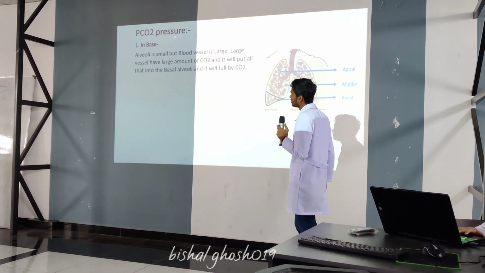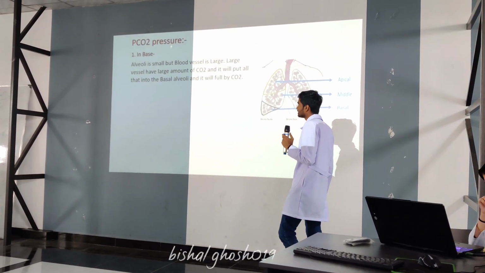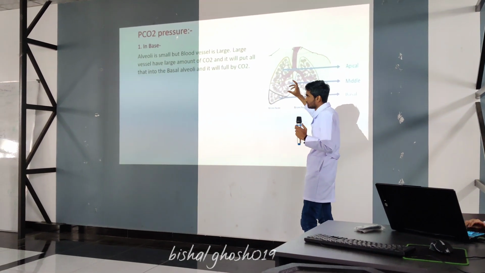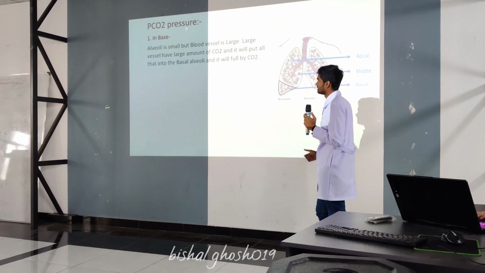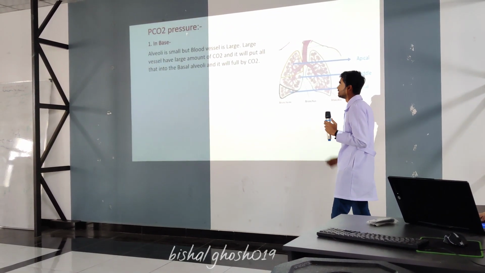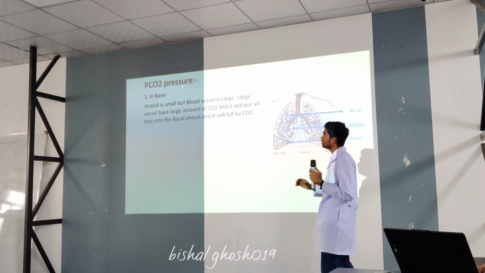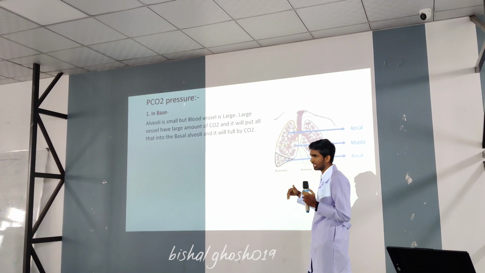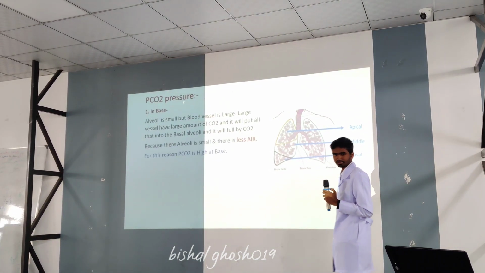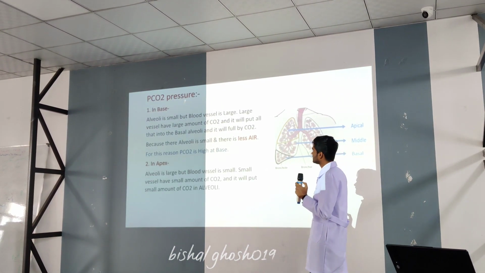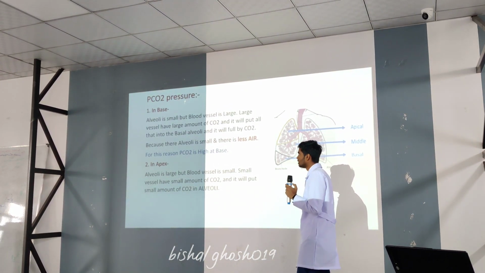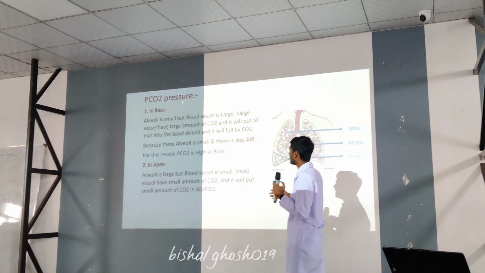Now I am talking about pressure of carbon dioxide. In the base, alveoli are small, but blood vessels are large. Large vessels have a large amount of carbon dioxide, and it will put all of it into the basal alveoli, which will be full of carbon dioxide because the alveoli are small and there is less air. For this reason, pressure of carbon dioxide is high at the base.